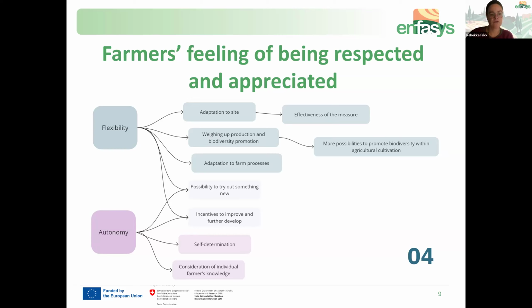And these 2 factors also relate to this big theme of autonomy. And generally this topic of self-determination seems to be just super important when it comes to the motivation of farmers to get engaged with biodiversity promotion. And also that their own level of knowledge, their local knowledge that they already have based on the experience and the farming practices that they do every day, is considered.